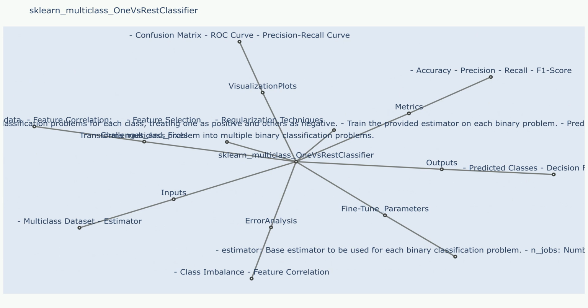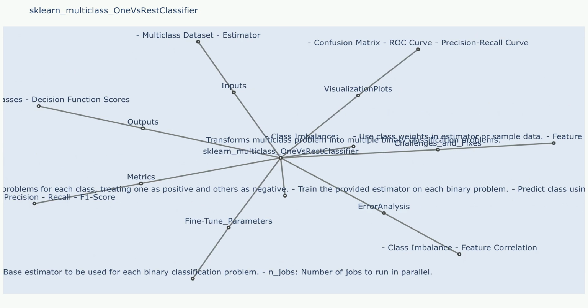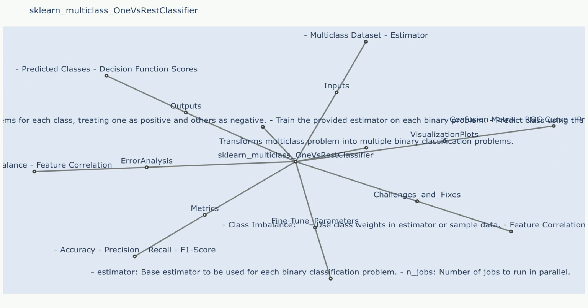Visualization plots. Confusion matrix, a visual representation of the predicted vs. actual class labels. Precision-recall curve plots the precision and recall for different thresholds on the predicted probabilities. ROC curve plots the true positive rate (sensitivity) against the false positive rate (1 - specificity) at different thresholds.